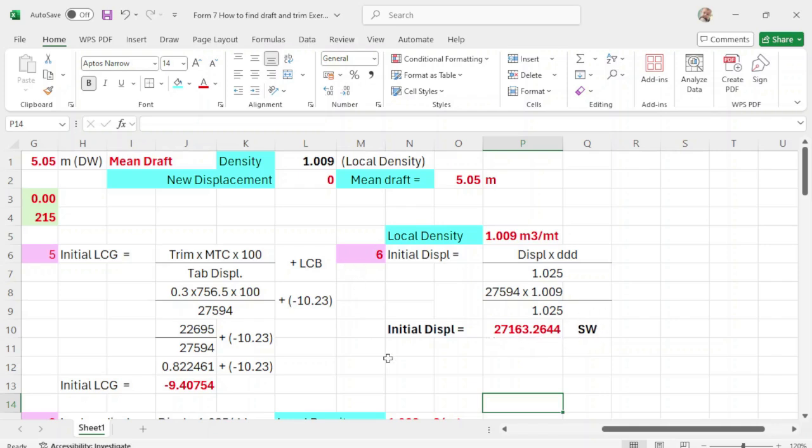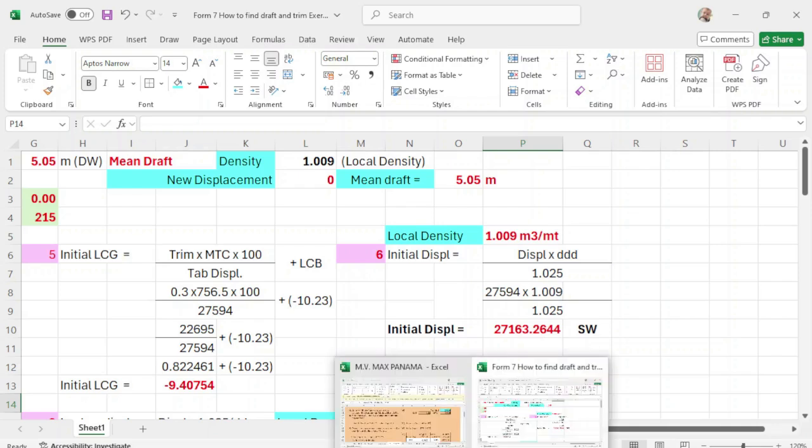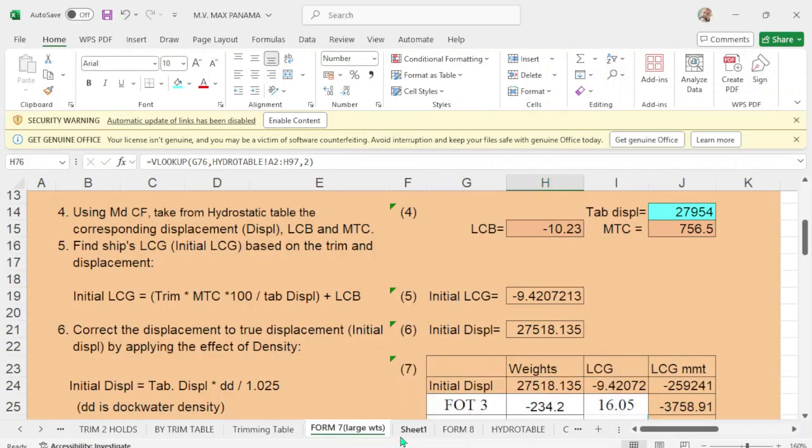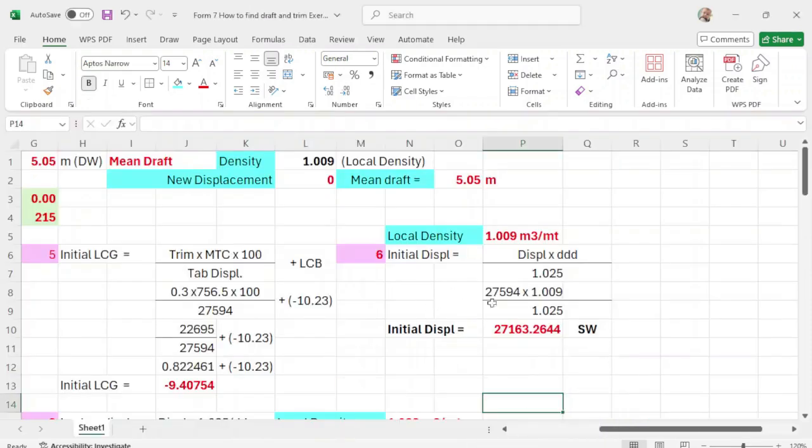Number 6. How much did you get in number 6? I got 27163. We got 27518. Okay, just check this formula, guys, and follow this procedure to see if we can get the same results. Now we go to number 7.